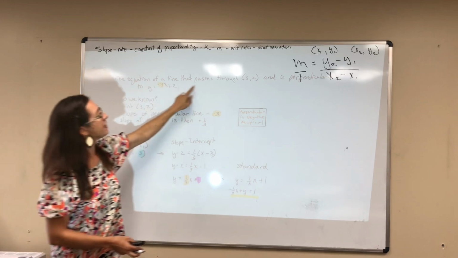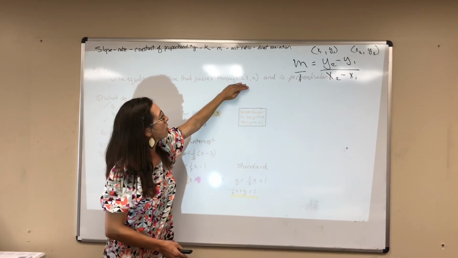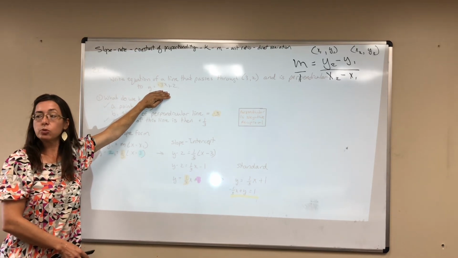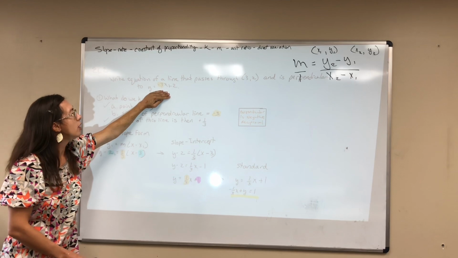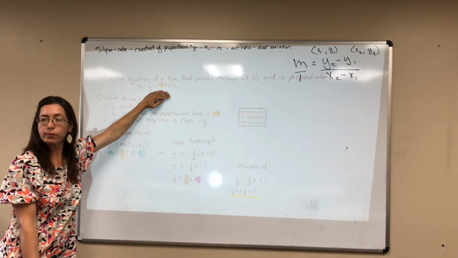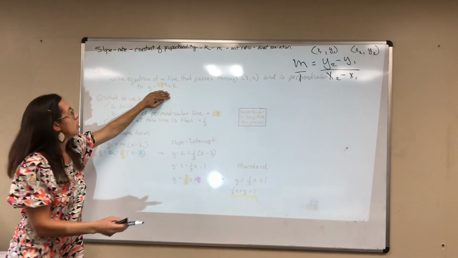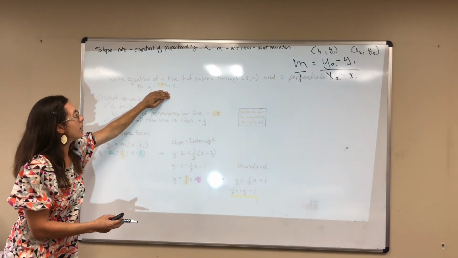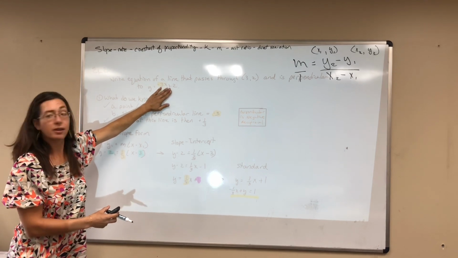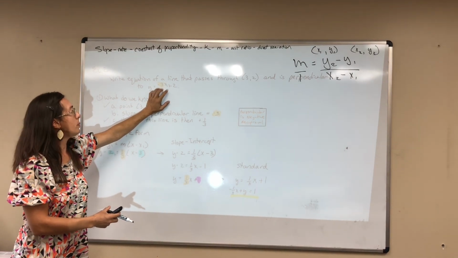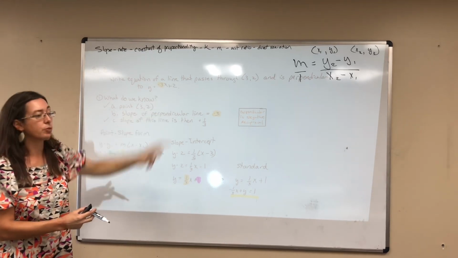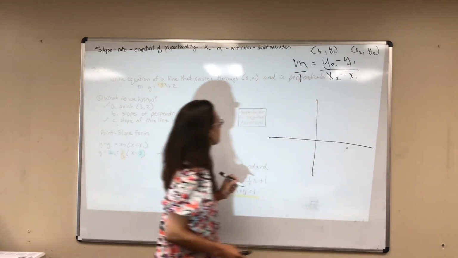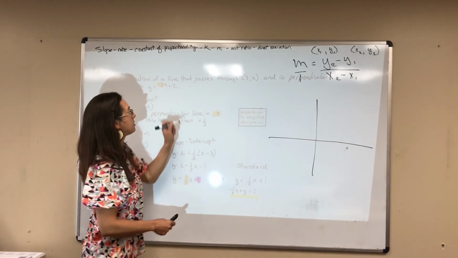Write the equation of a line that passes through (3, 2) and is perpendicular to this line. Okay, so we've got to work through different things. What do we have? Do we know the slope? Yes. First, let's quick graph what we actually have. On your papers, graph y equals negative 3x plus 2. Okay. Where's our y-intercept? 2.